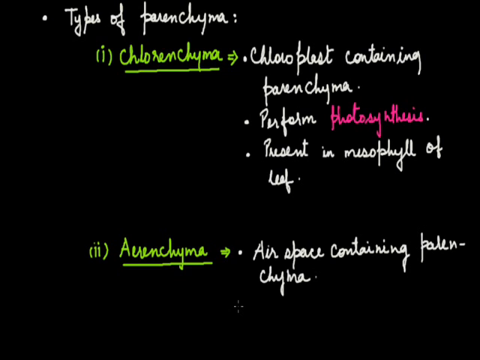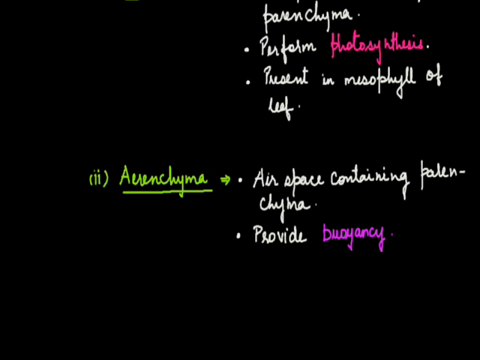In case of aerenchymatous tissue, there are large intercellular spaces or air spaces which are present between the parenchymatous cells, and these specialized types of tissue are called aerenchyma because they have air spaces. Now, their main function is to provide buoyancy, and these parenchymatous tissues are found mainly in the hydrophytes. The plants which are found in water are called hydrophytes.